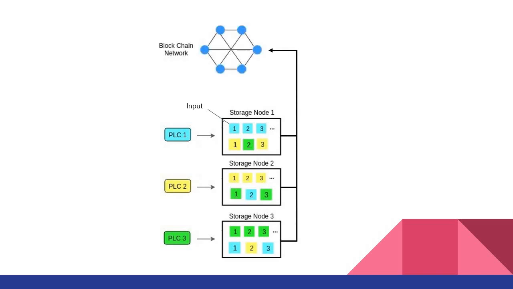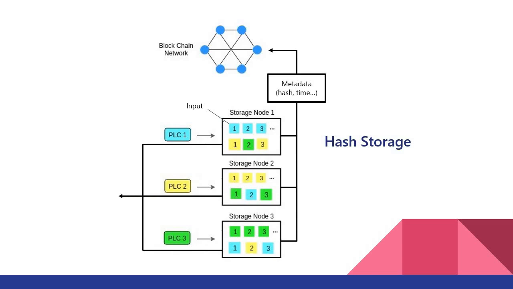Each input also goes through a hashing algorithm to generate a hash. The hash is then stored in the blockchain network. The plant operator can also query the input from a storage node via a user-friendly query service for operational purposes.